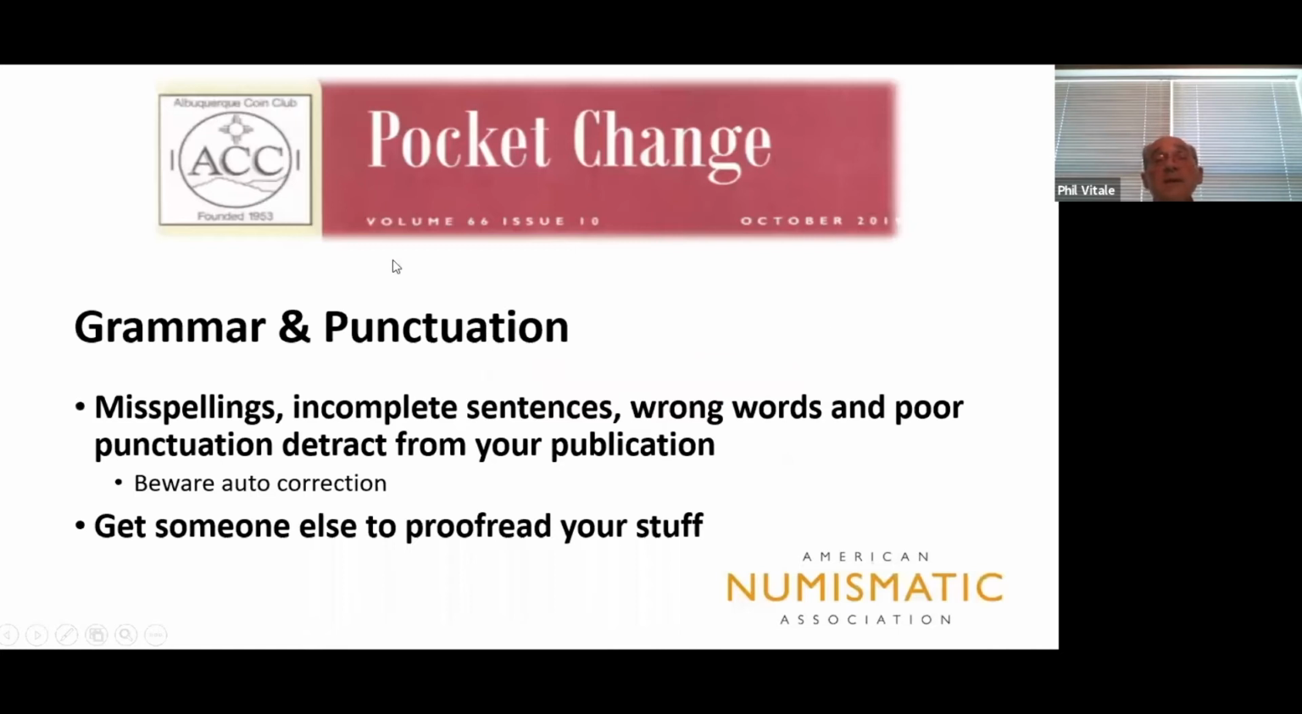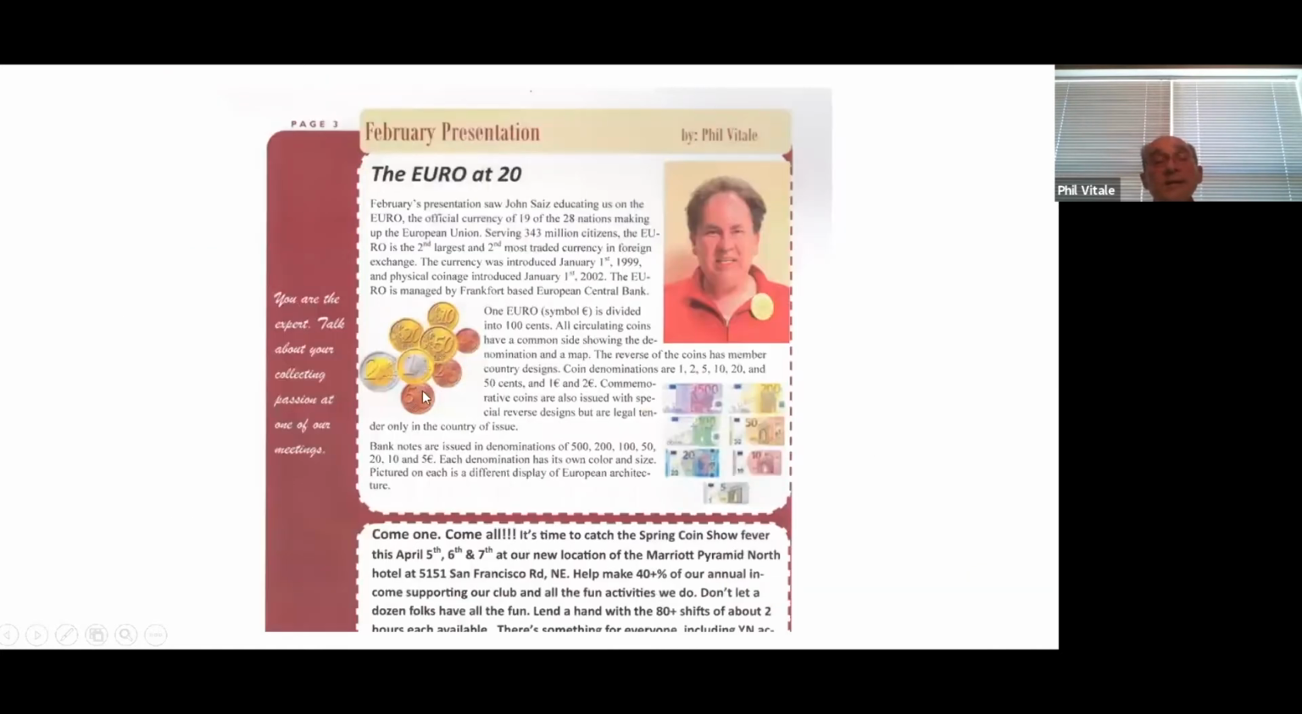Oh, so here's one. It's not a great article, but it's a little presentation that one of our guys did about the euro turning 20, and having pictures makes all the difference in the world.